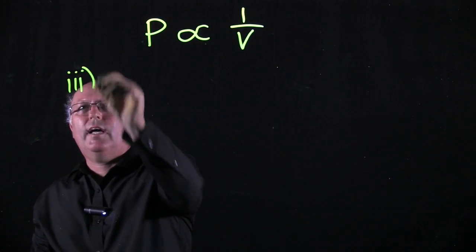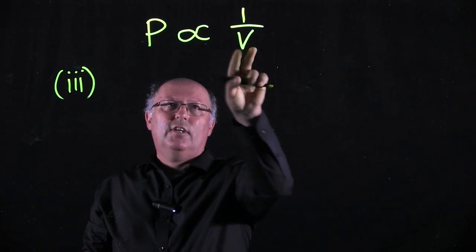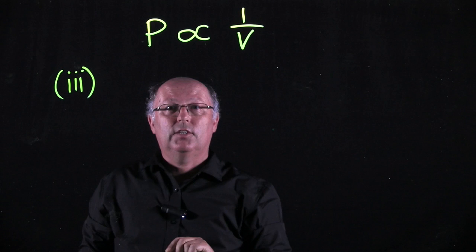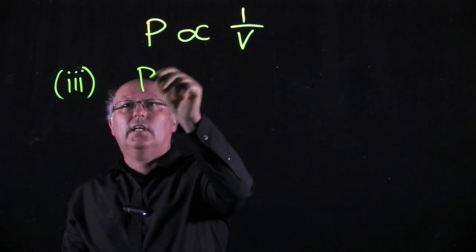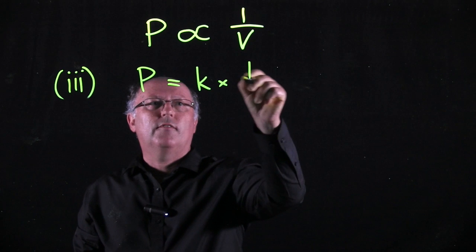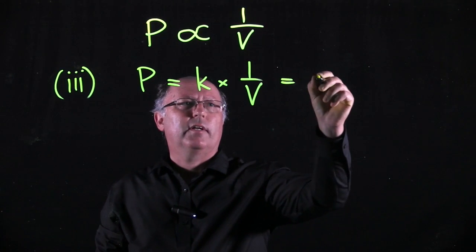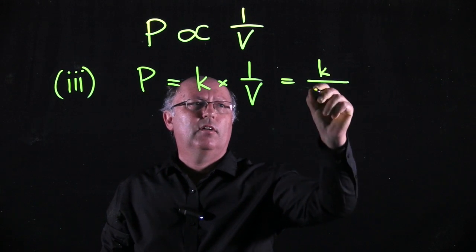To get a formula relating pressure and volume, because pressure is inversely proportional to volume, we can turn that into an equation by inserting a constant. Pressure is a constant times 1 over the volume, or that's more simply written as K over V.